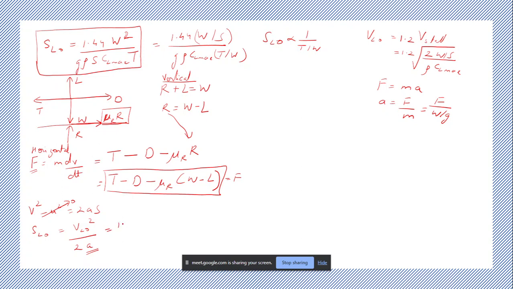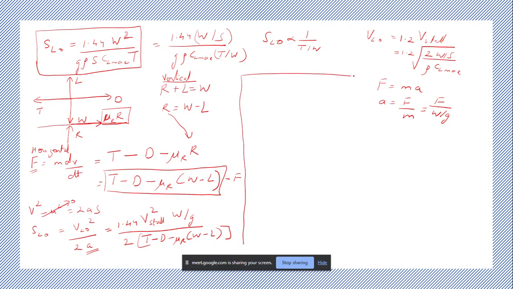You get 1.44 V stall square, W by G, and you have 2 times the force. Force is T minus D minus mu R (W minus L). Now you substitute the V stall value.